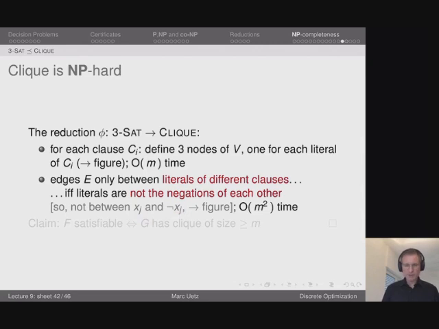So the computation time to set up this graph, that is of course order m time to write down all the nodes, and at most order m squared time to write down all the edges, okay? And the claim that we are going to prove, once we have set up this reduction phi here, is that the formula is satisfiable for the 3-satisfiability problem if and only if in the image space, so that would be the image of such a formula, this graph here, the corresponding graph, has a clique of size at least m. Okay.